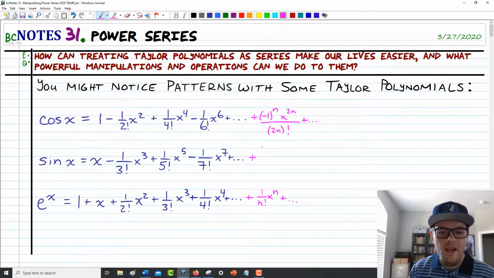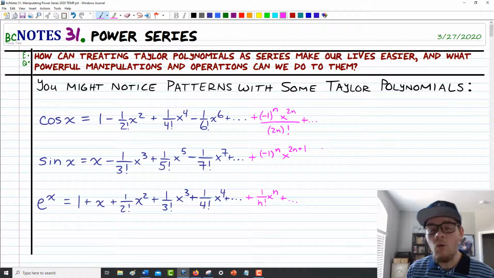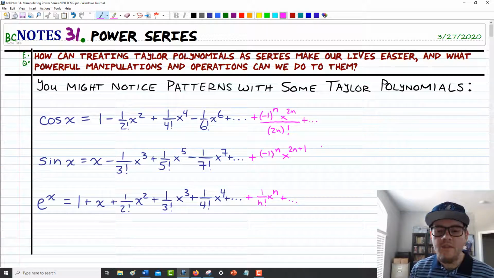Last but not least, we have sine. Well, I noticed that sine also has that alternating pattern. It has a power that's going 1, 3, 5, 7. So we need all the odd numbers. I happen to know that you can generate the odd numbers by adding 1 or subtracting 1 to all the even numbers. In this case, since we're going to probably start at n equals 0, I'll pick 2n plus 1.